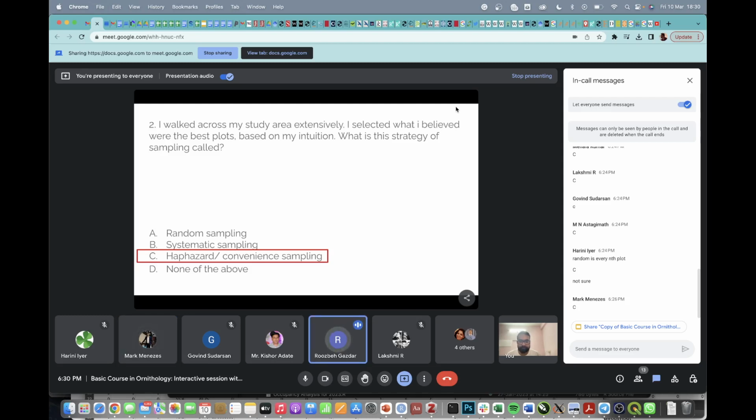I don't know if we are going out of scope, but maybe if you can just briefly touch upon where you would use both these types. I mean, where would one be more favorable? Is it a smaller area where systematic sampling would be better, or would be more feasible?